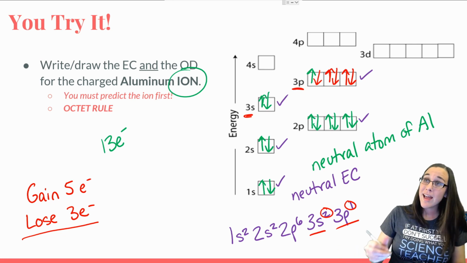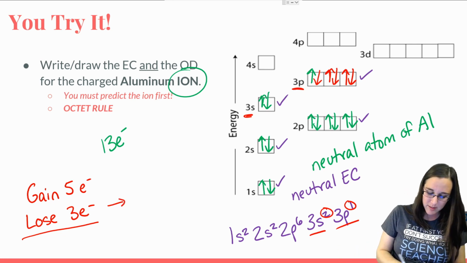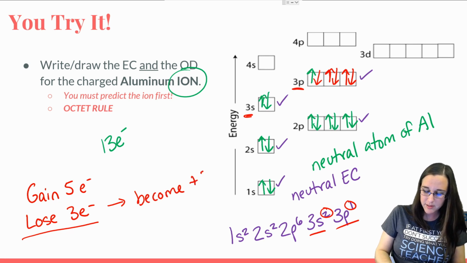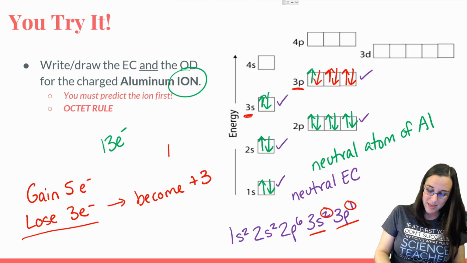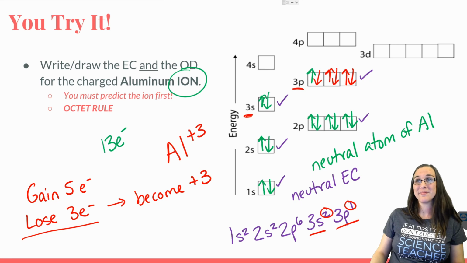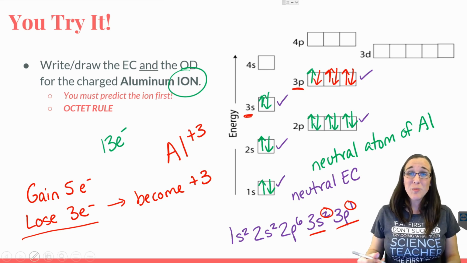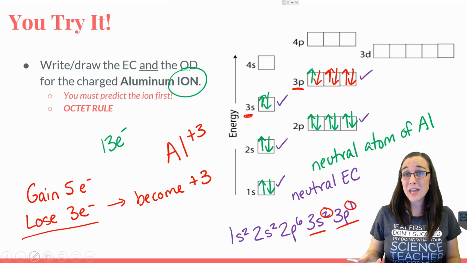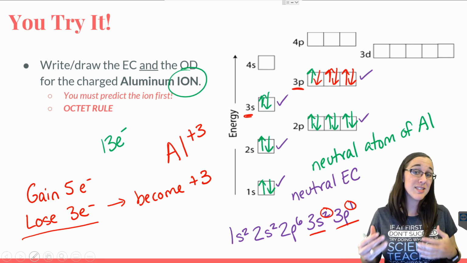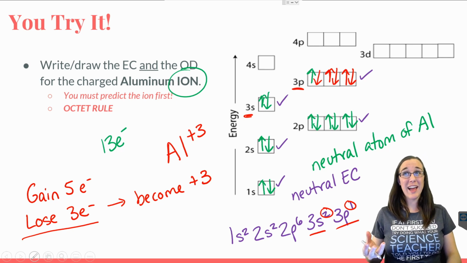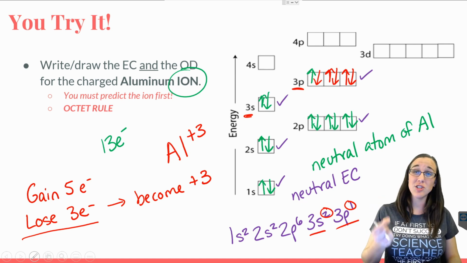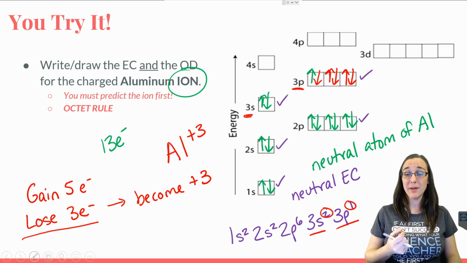So now aluminium is going to become a plus 3 charge. In other words, its ion will be Al plus 3. So now that we know that aluminium would be an ion of plus 3 charge, what would its new electron configuration look like for a charged atom of aluminium?